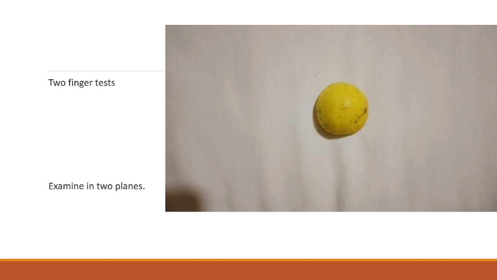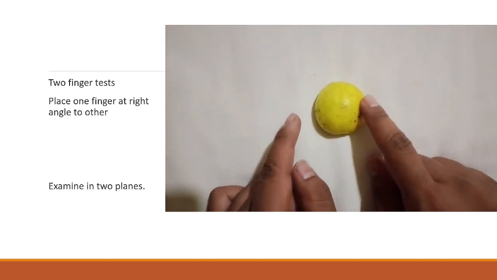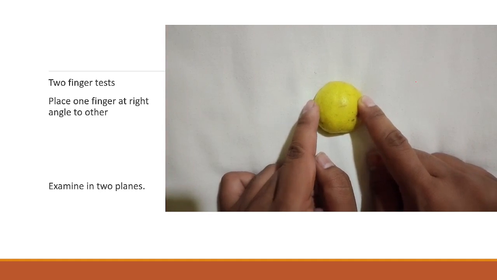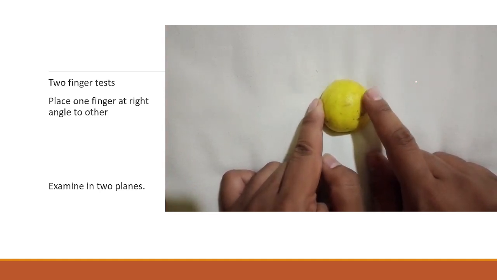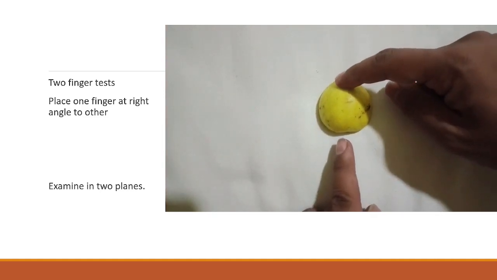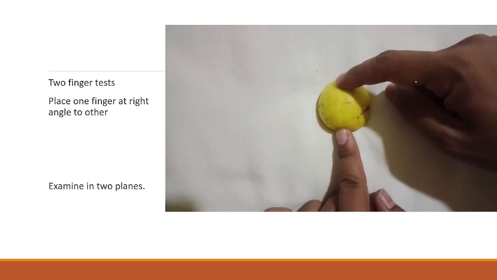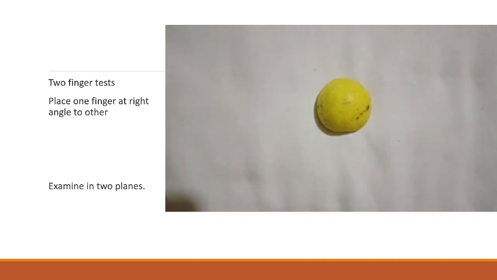Then we go for a two finger test when the swelling is a bit larger, more than 1 or 2 centimeters. In that case, we can use two fingers, one palpating or displacing finger, another one watching finger. Here, the right index is displacing and the left index is watching. We have to examine at right angles, so never forget to examine at right angles to the previous one. That is the way we do the two finger test.